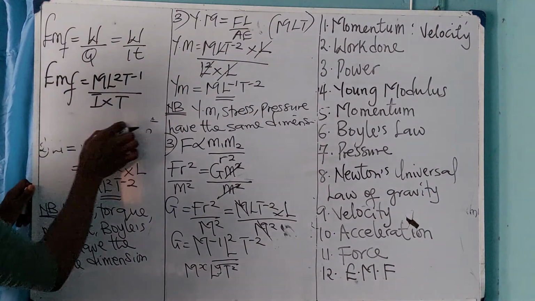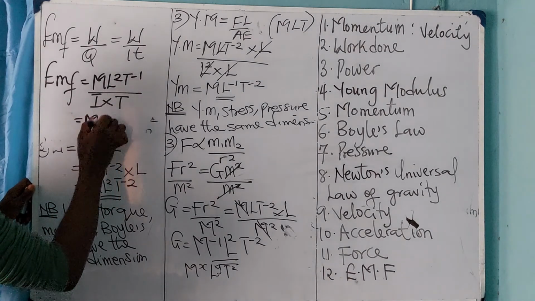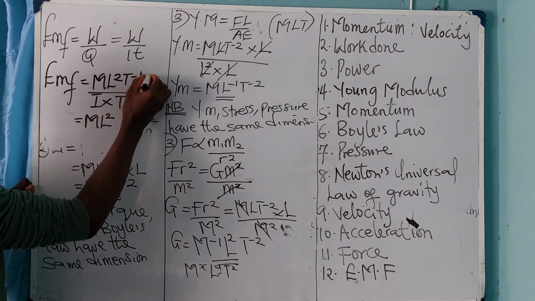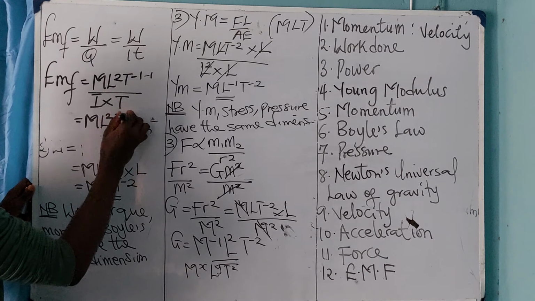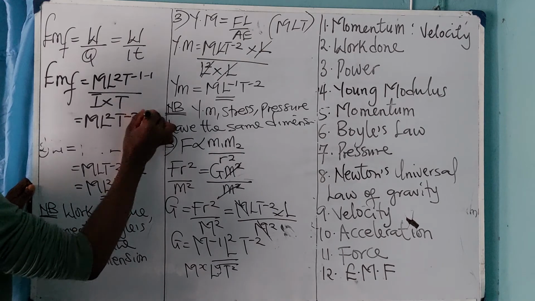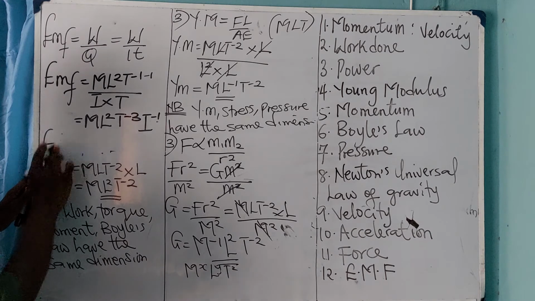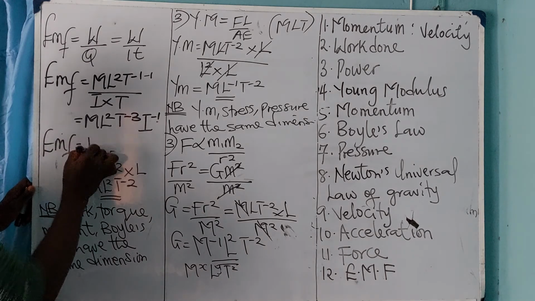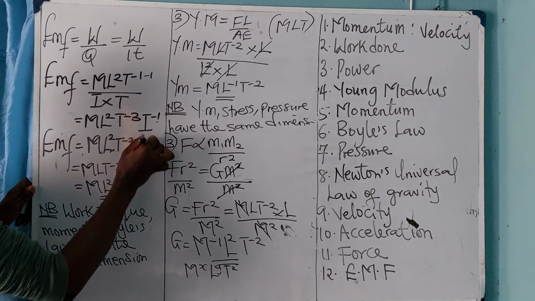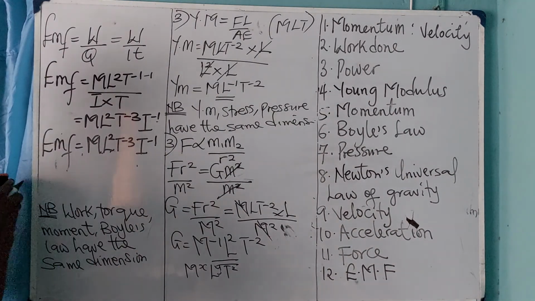As soon as this entity goes up, it becomes ML squared. Now, as soon as this T goes up, it becomes minus 1. Therefore, you now have T minus 3. Then you now have I minus 1. Therefore, the EMF of a battery dimension is equals ML squared T minus 3 I minus 1. So this is the dimension of the EMF of a battery.